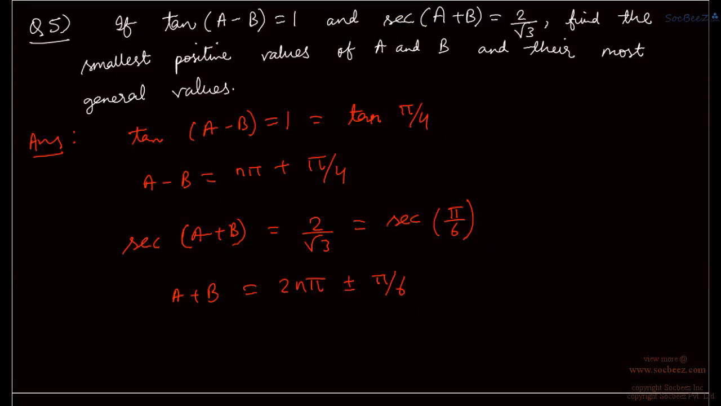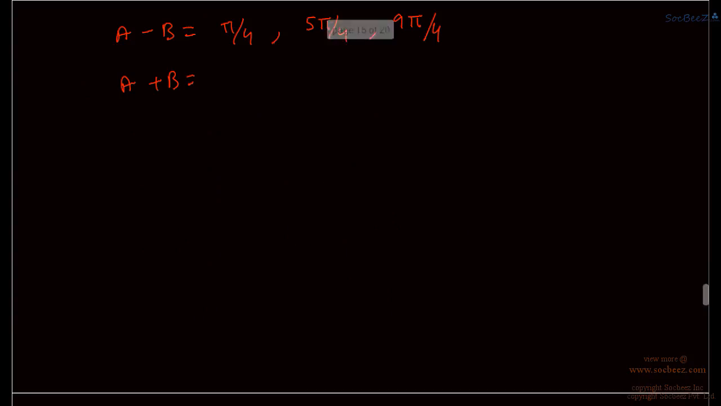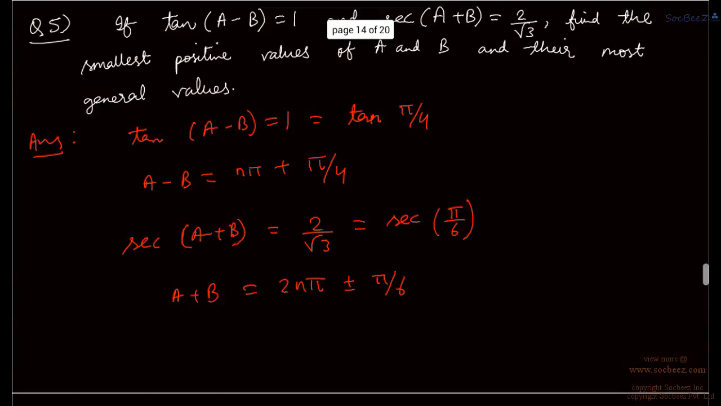And we have then a plus b is equal to 2n pi plus or minus pi by 6, right? So putting n equal to 0, we get plus or minus pi by 6. Putting it as 1, we get 2 pi plus or minus pi by 6. Now the question asks for the smallest positive values. That means a plus b must be greater than a minus b, right?